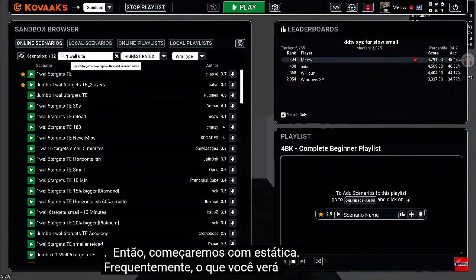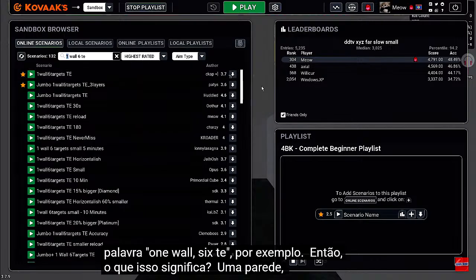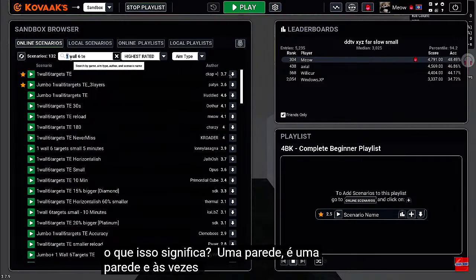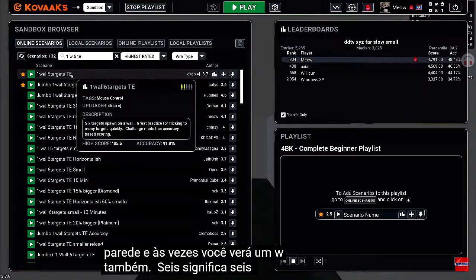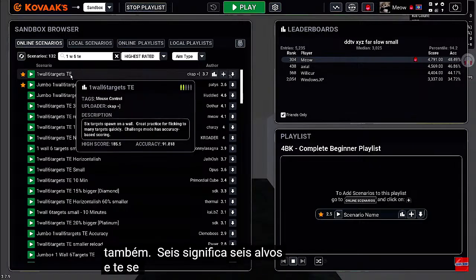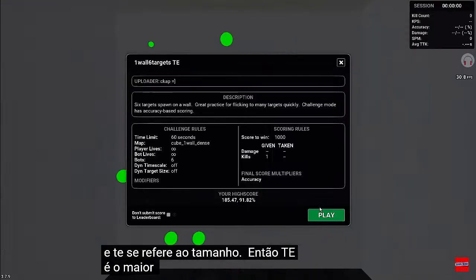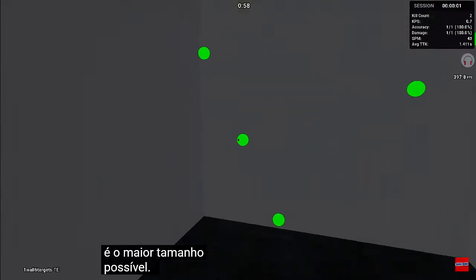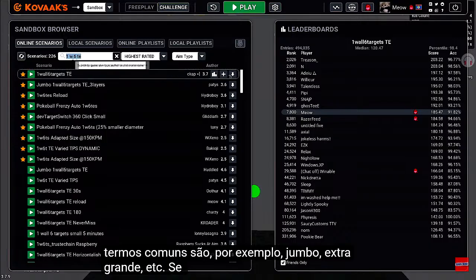Frequently, what you'll see is the term 1w6ts, for example. So what does that mean? One wall, and you will often see a W sometimes as well. 6 means 6 targets, and TE is referring to the size. TE is the largest size pretty much possible. Some other frequently common terms are, for example, jumbo, extra large, etc.